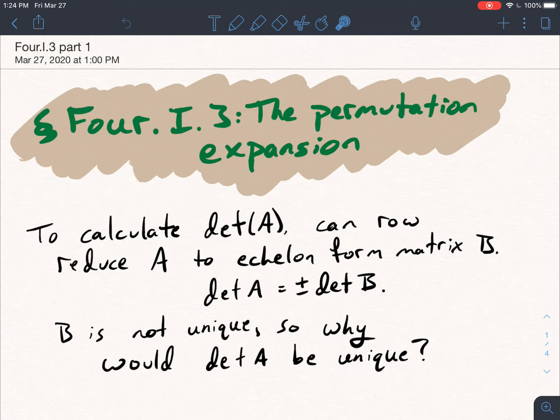What I mean by that is that it's not clear that we're always going to get a unique output for this function depending on our input matrix A. And the reason being, the only way that we know how to calculate it as of now is by doing this whole process. And we've seen before that the echelon form of a matrix is not unique. So there's no reason to believe that the product of the diagonal entries, plus or minus the product at that, would be a unique value.